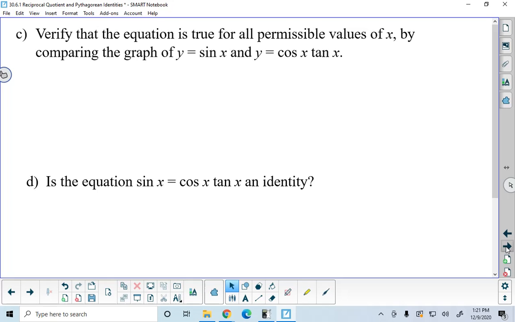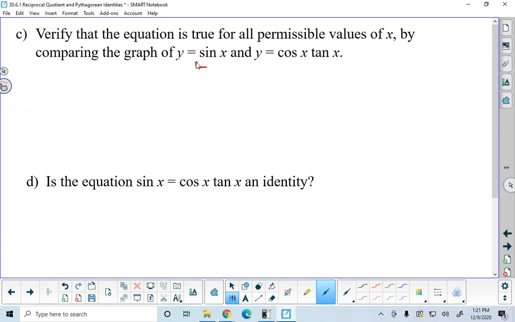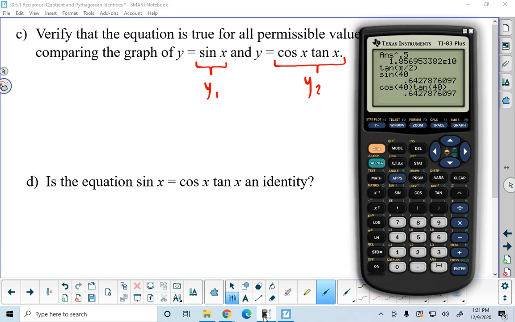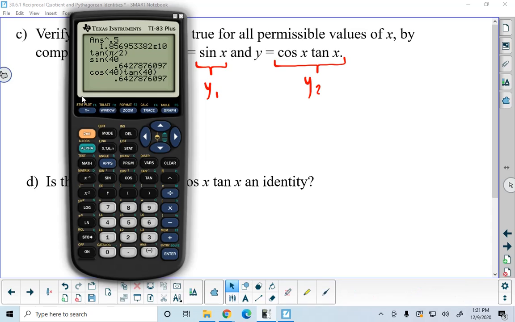Verify that the equation is true for all permissible values of x. Well, here is where we use the tables. What we want to do is look at this as being y1 in the tables, this as being y2 in the tables, and look at whether the numbers are equal for all permissible values of x. So y1 is sine x, y2 is cos x tan x.